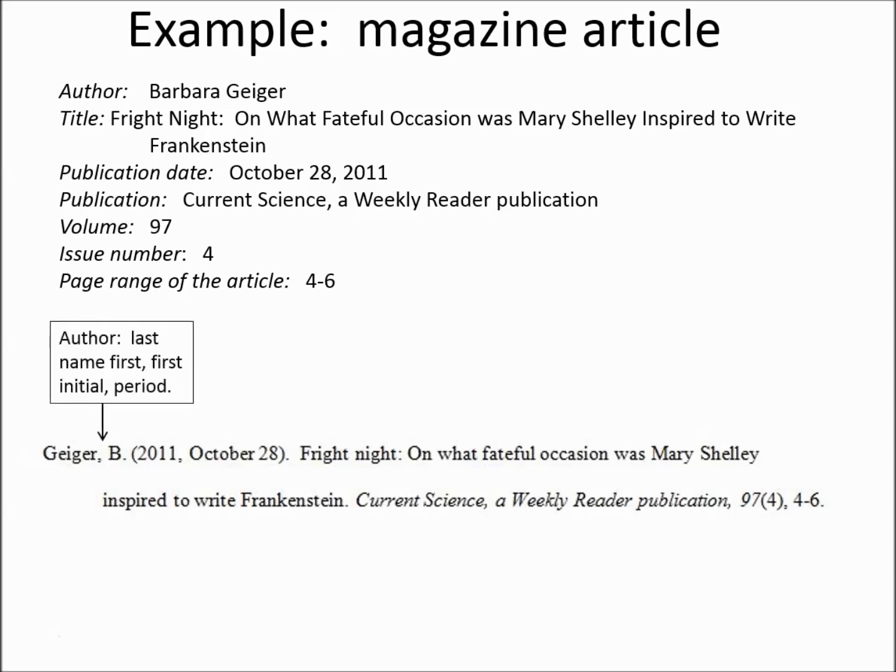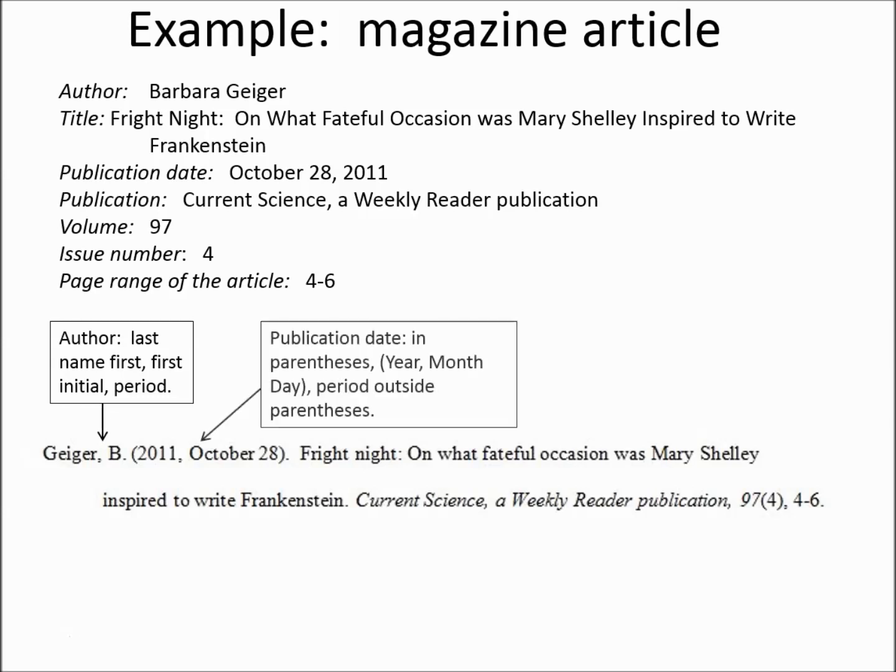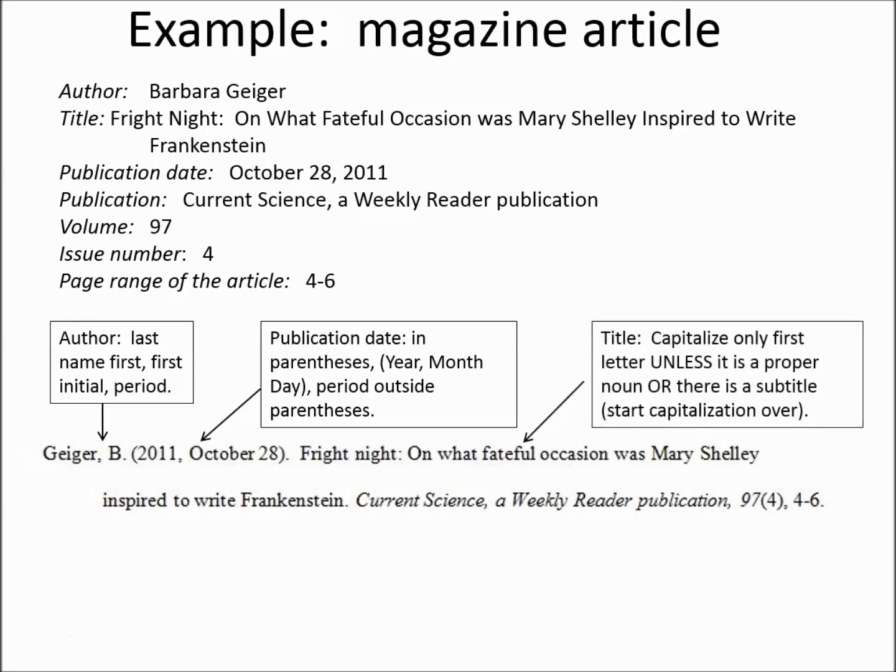The author's name comes first. Last name, first initial, followed by a period. Next, the publication date in parentheses, the 4-digit year separated from the month and day with a comma. Next comes the title. Capitalize only the first letter of the title, and the other words will be in lowercase.